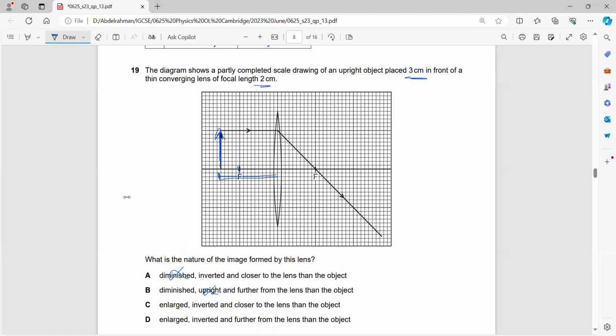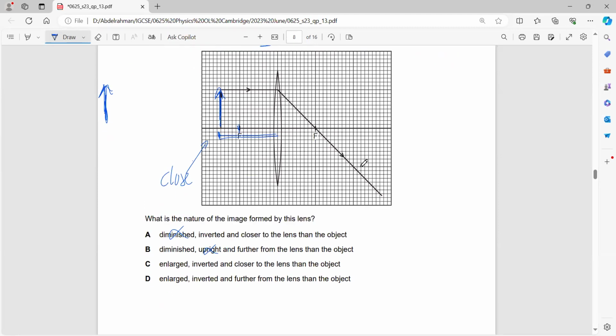But if it was very far away, for example at this position, which could be considered far away, then the image would be diminished, smaller. But in this case, the object is close to the lens. Whenever the object is close to the lens, the image becomes larger. It has to be large.